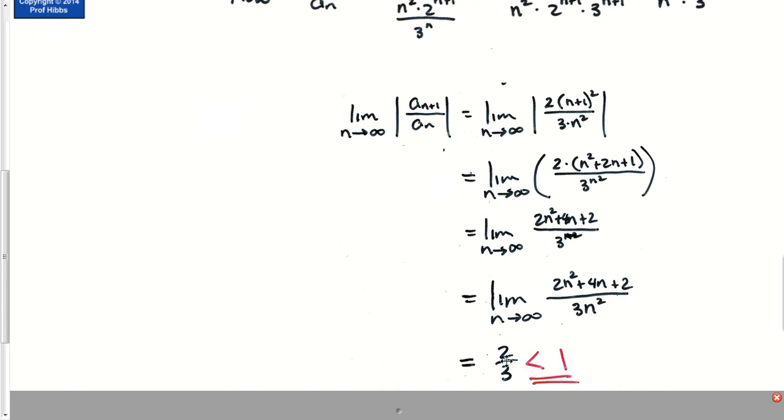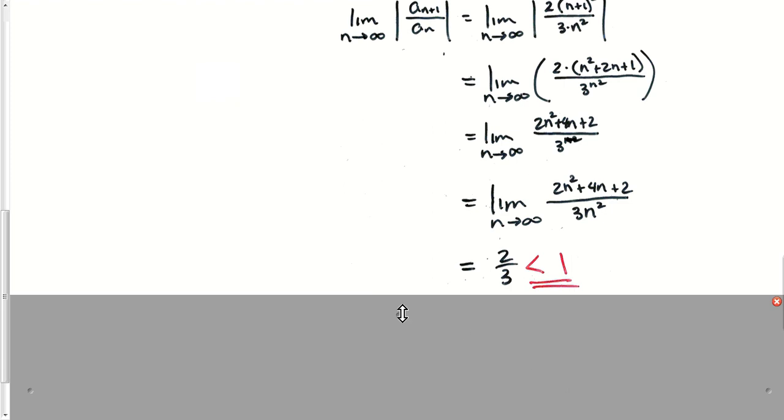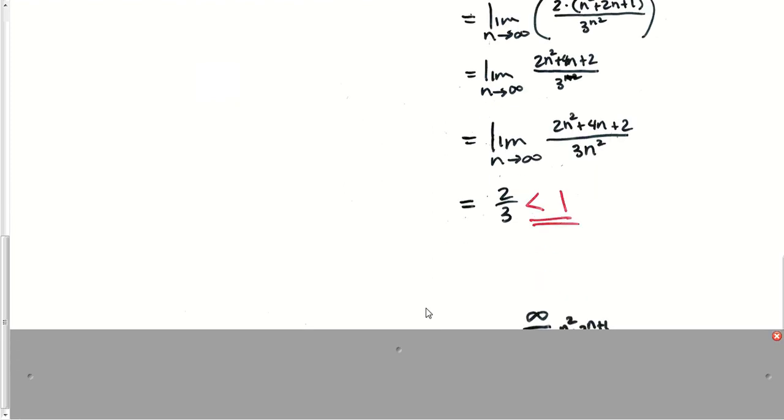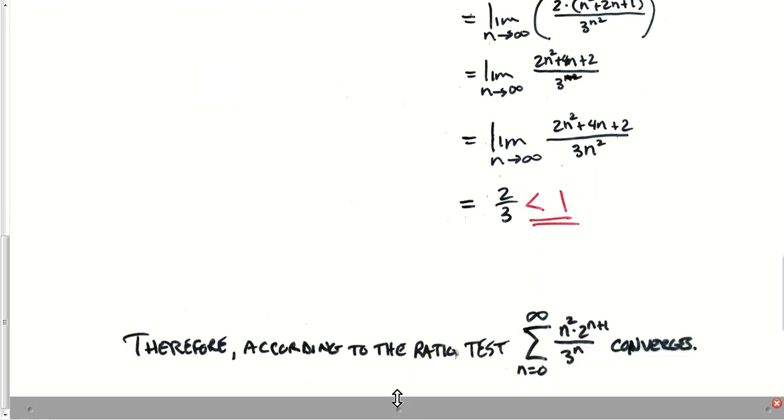And so this limit being 2/3, which is less than 1, we can conclude very comfortably that the original series, which is this, according to the ratio test, does converge. So we know our original series converges.